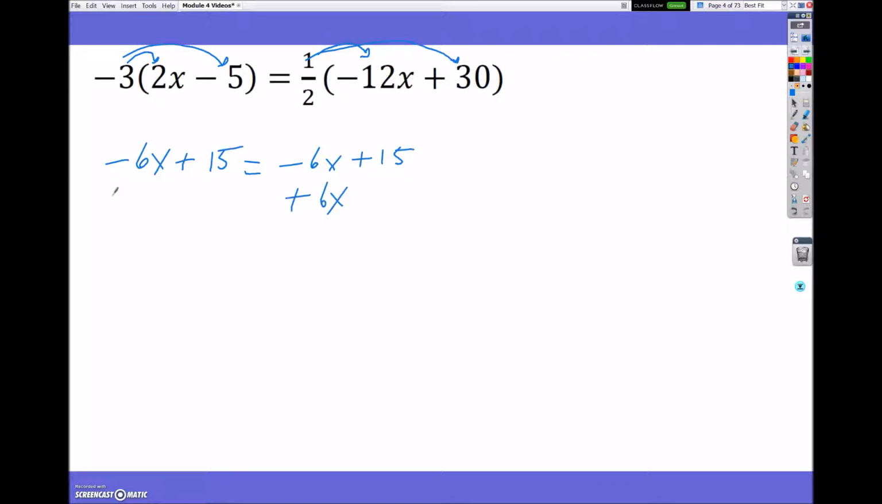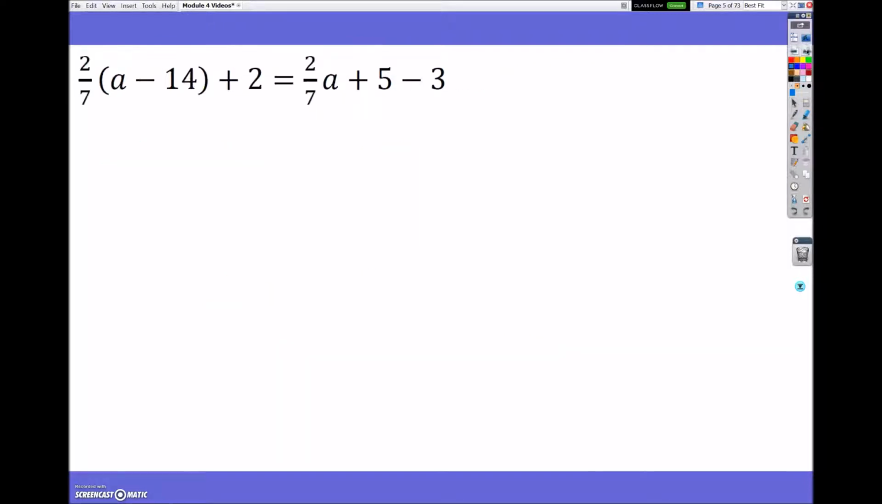If I added 6x on both sides, I'm going to get 15 equals 15. That is a true statement. So this would be all real numbers. That means any number I plug in for x, I'm going to get a true statement. So that would be all real numbers. All right, so let's go ahead and look at this one now.